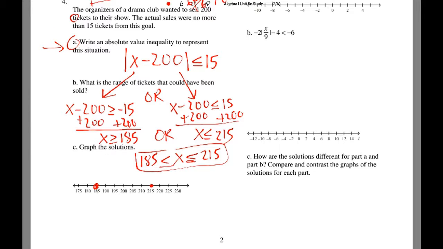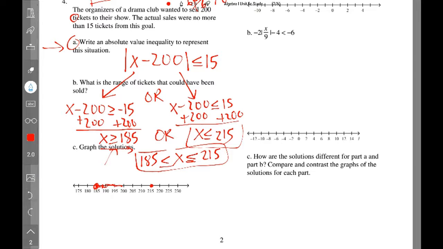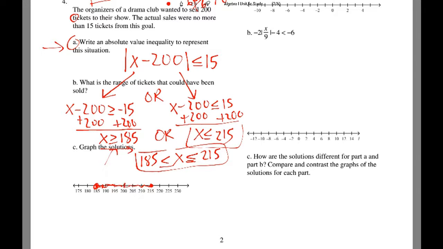All right, so if you notice this sign right here, the arrow is pointing this direction, so you can shade from 185 this way. With 215, the arrow is pointing to the left, like that. So you're going to shade in this way. So this is your range. Anywhere in this region will work for this drama club.